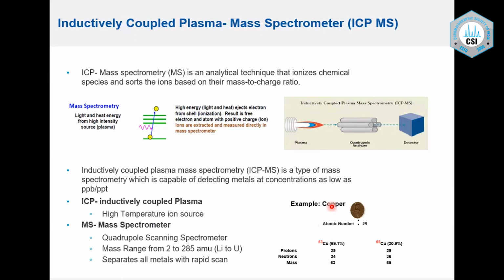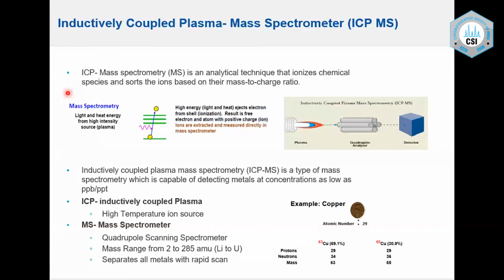Then moving to ICP-MS. ICP-OES is based on an emission technique, so from the matrix and the plasma you get some light interferences, and you are not able to go to ppt levels. As per regulations like the USP guidelines, the limits for inhalation and parenteral drugs are very low, which cannot be done on ICP-OES. For those, you can go for ICP-MS. ICP-MS is an analytical technique that ionizes the chemical species and sorts the ions based on their mass to charge ratio.